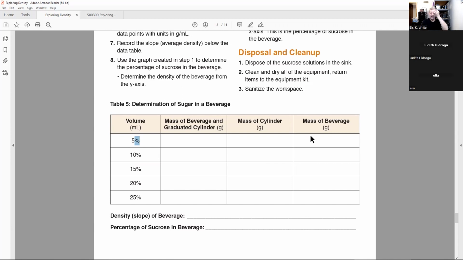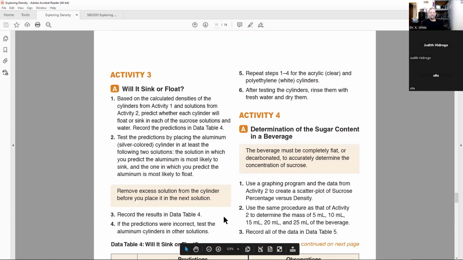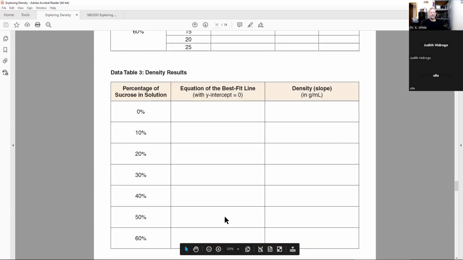Just like I showed for the sucrose, you'll graph volume versus weight, and the slope of that will be the density of the beverage. And whatever that density is, you go back and look at this table, and whichever one it's closest to, you put it down.